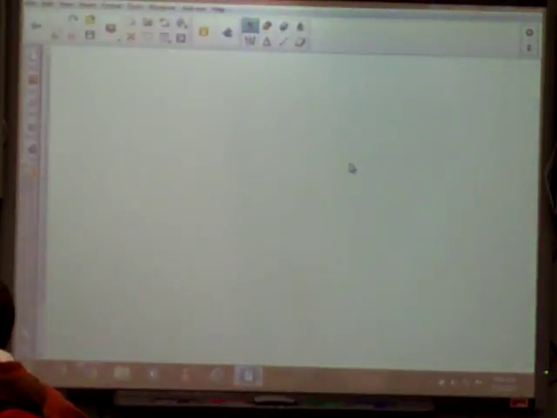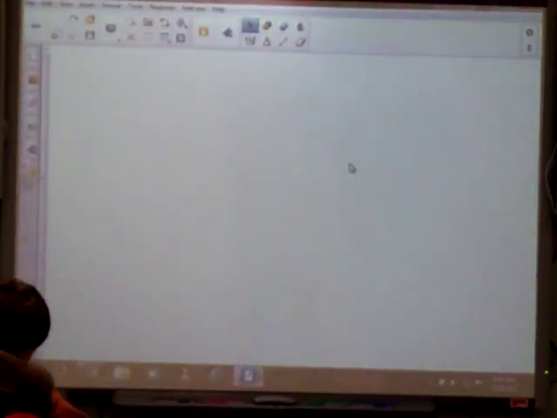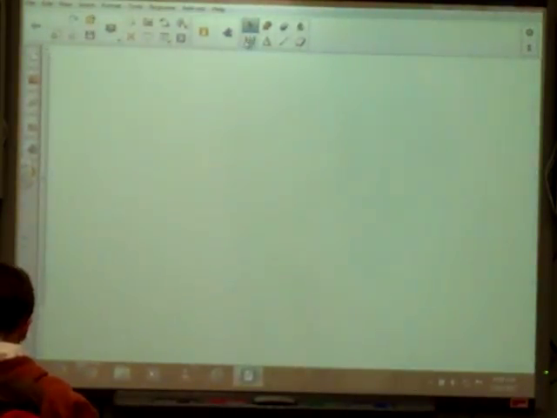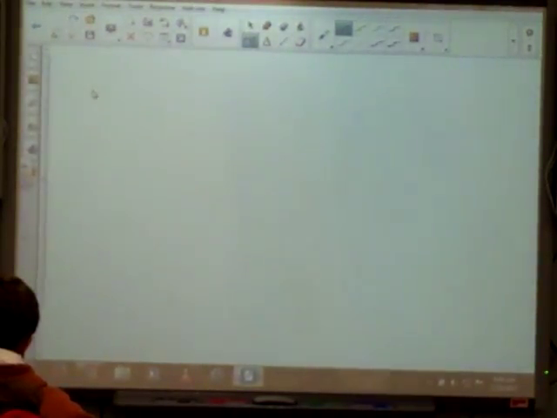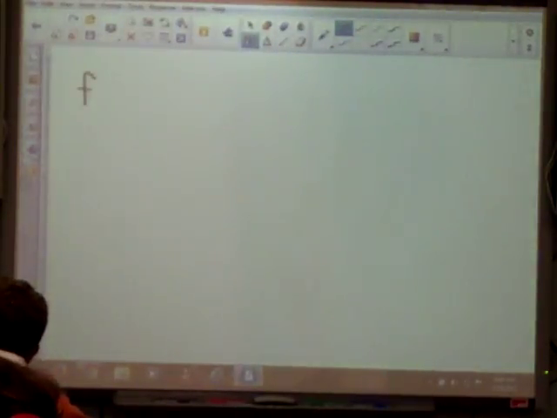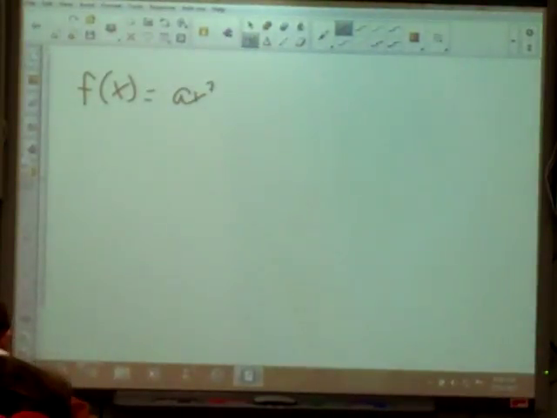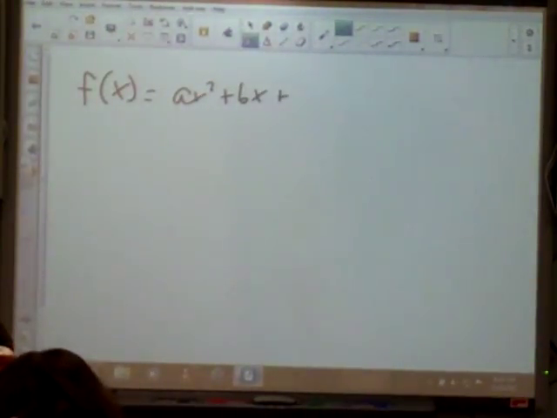Okay, we have done graphs of quadratics in Algebra 2. You did them in Algebra 1. We know that the graph of the quadratic makes a parabola. There are two different forms that we will see our functions written in. They use a y or an f of x here. We know that it's in standard form when it's ax squared plus bx plus c.